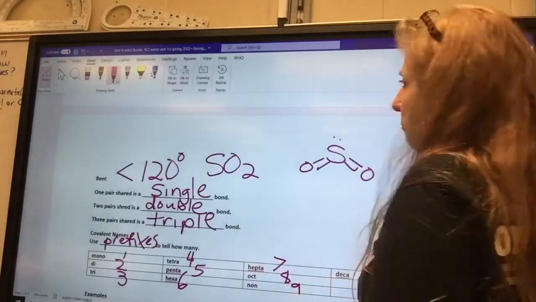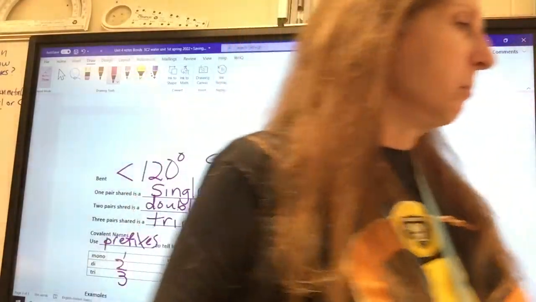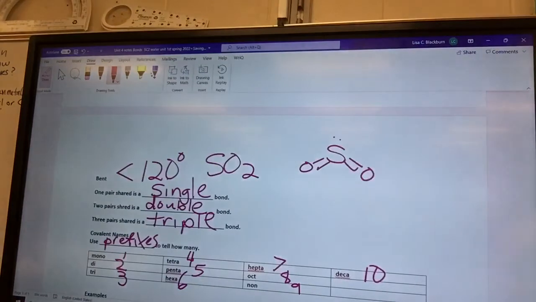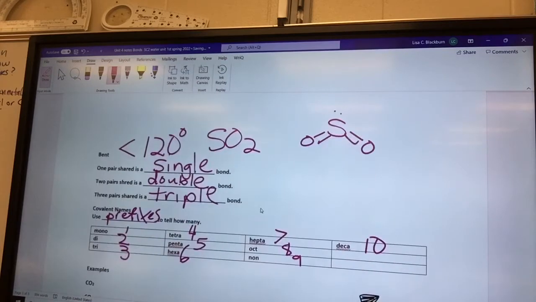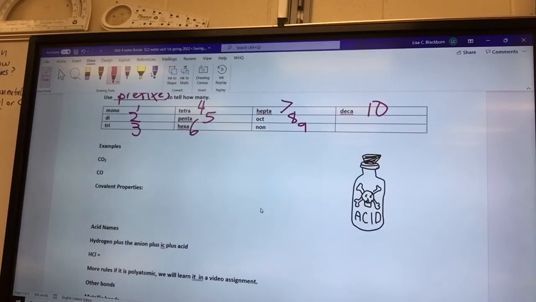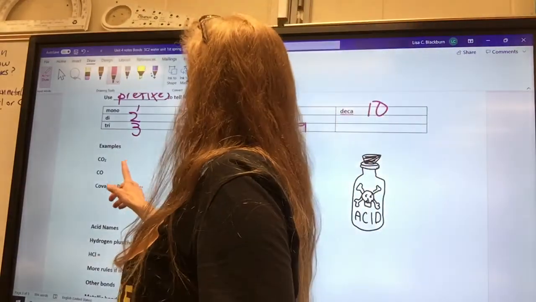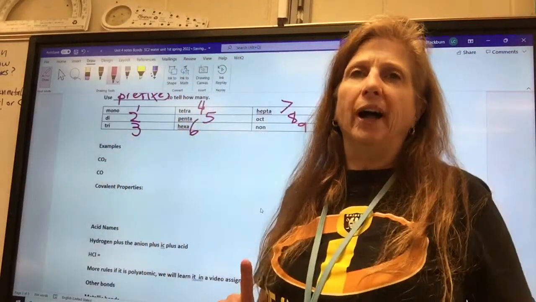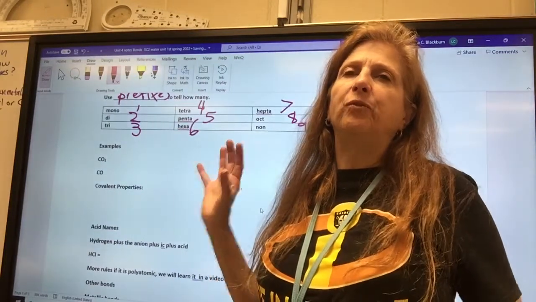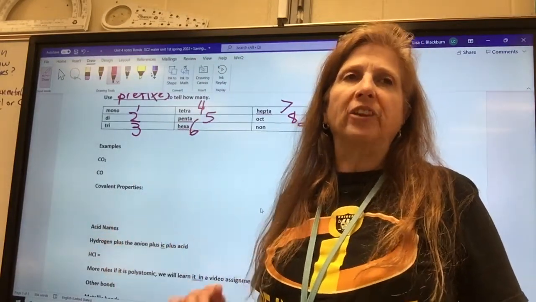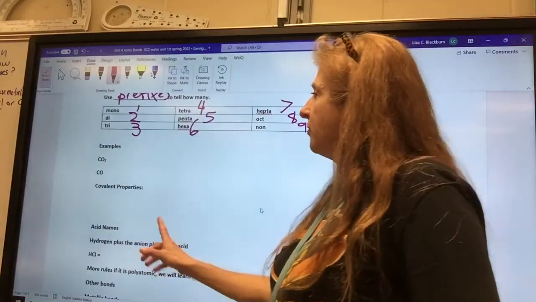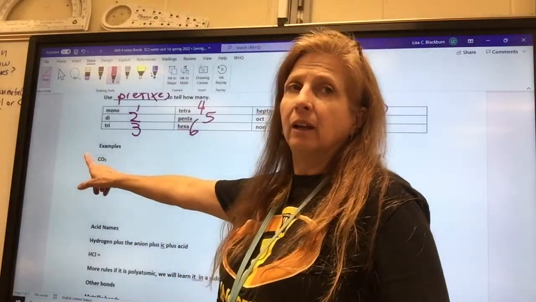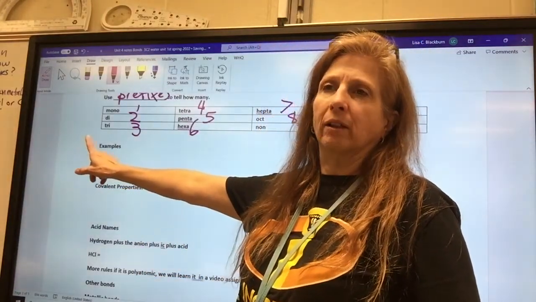Okay. Last little bit here. Let's do these examples and we'll start with acids. Okay, so here's an example of how you do this. Here's an example, CO2. If there is only one and it is in the first name, you don't say it. It's an understood one. So we just say carbon, we don't say monocarbon.